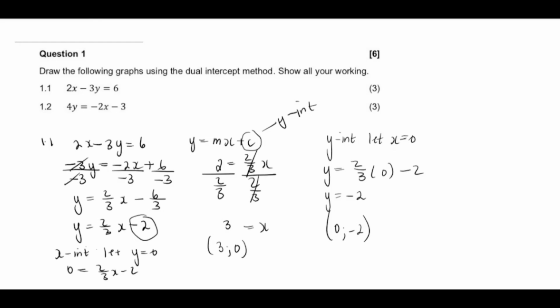Now let's plot our graph. We have the x-axis and the y-axis. Let's look at our first point. Our first point is 3, 0, where x is 3 and y is 0. Our second point is 0, negative 2. And then we join our points in a straight line.